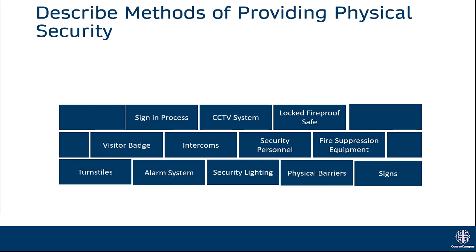We've got turnstiles, which in a lot of the office buildings in Glasgow, or in any city, you'll see. You hit your ID badge off the turnstile and then it allows you to enter. Alarm systems, security lighting, physical barriers and signs. Signs is one that's overlooked as well, so having signs is a good way of ensuring security, to alert people to the fact that there are maybe alarm systems or CCTV cameras as well.